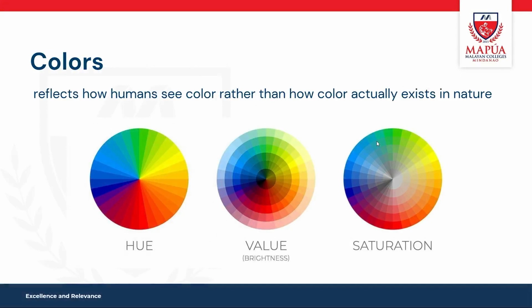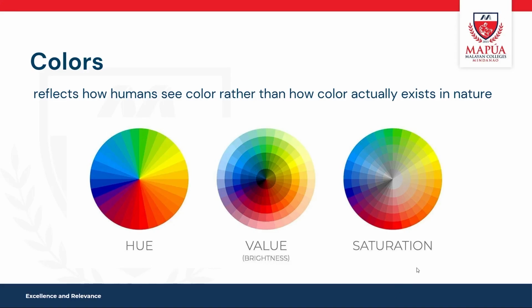So next we have colors. So colors actually reflect how humans see color rather than how color actually exists in nature. That's why you might know someone who says that this thing is orange, while another one would say this thing is red, but then you would say this thing is actually red orange. So even if we can agree that there is a certain range of colors that we can agree on, maybe the details or the particulars of the color would divide the opinion.